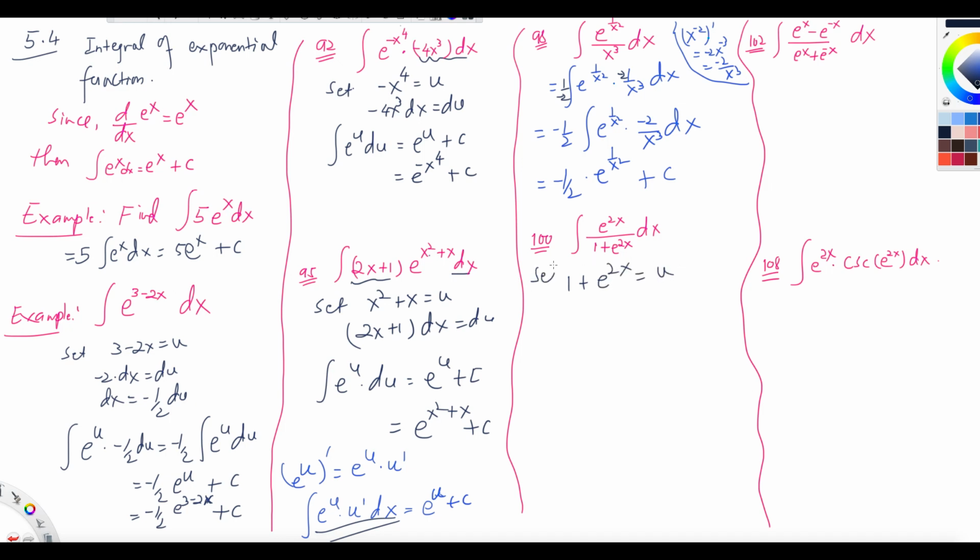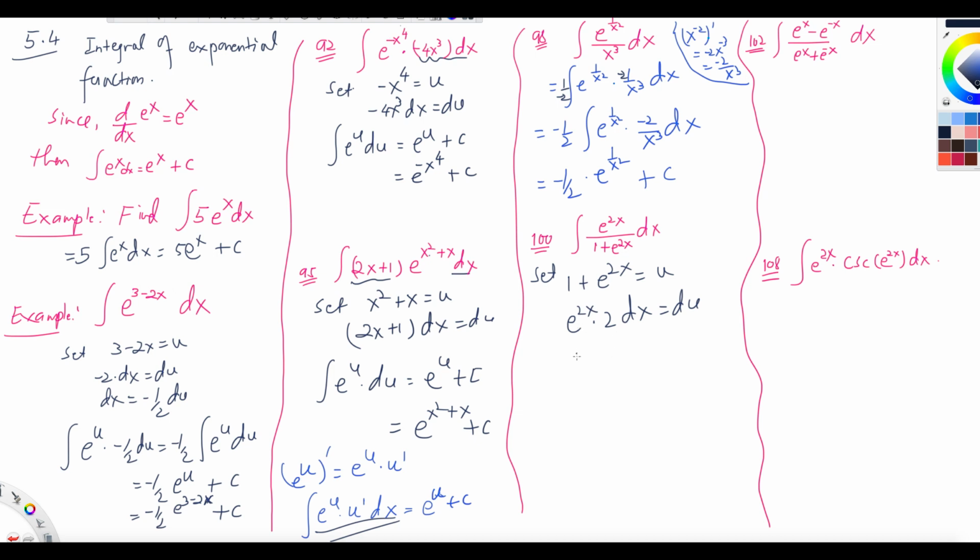We said that, right? The derivative of 1 is 0, so we find the derivative of e to the 2x. What is the derivative of e to the u? It is e to the u times u prime, right? So it will be e to the 2x times u prime, which is 2, and then dx equals du. But we need to find e to the 2x dx.